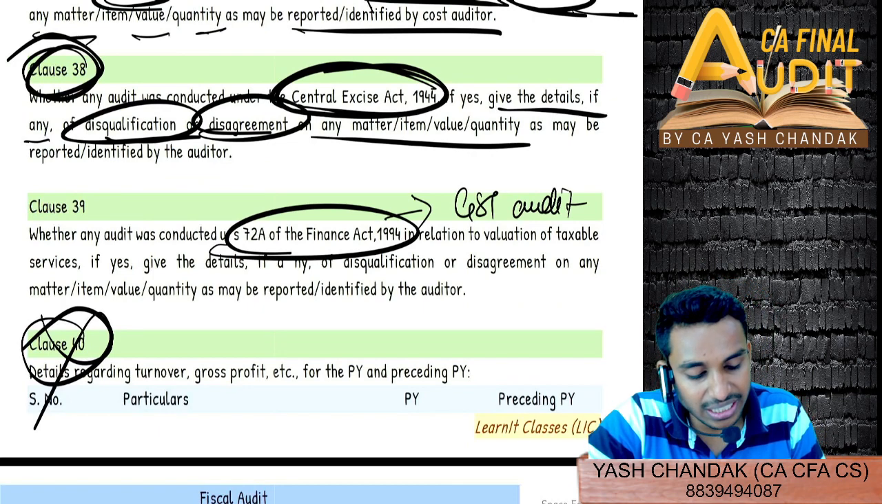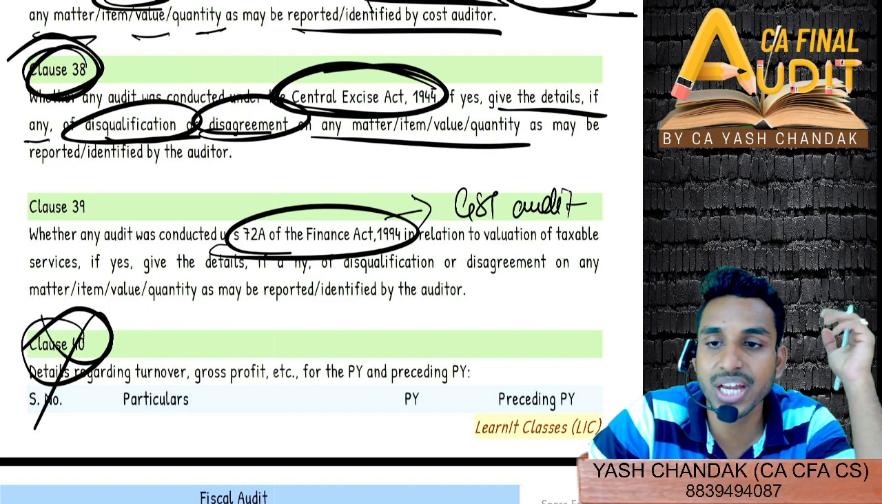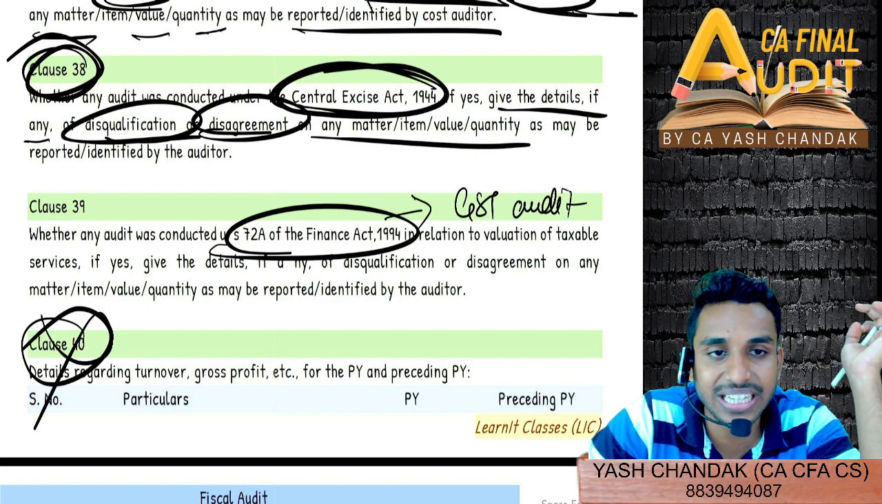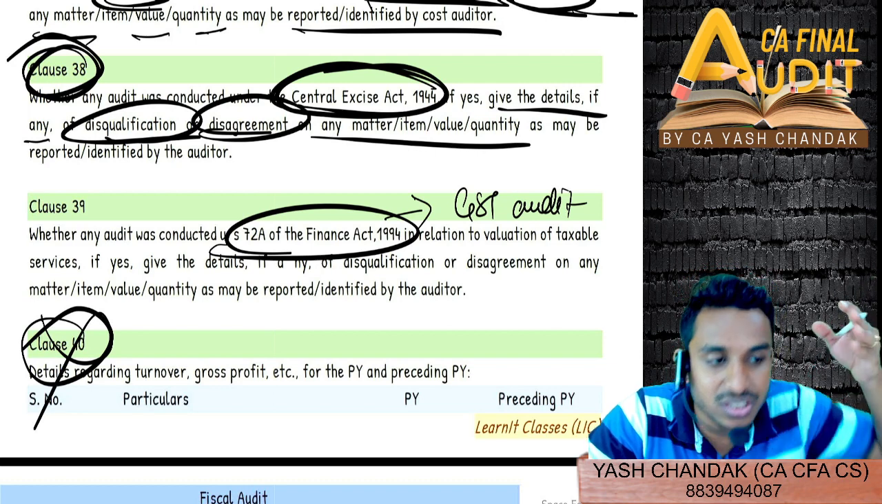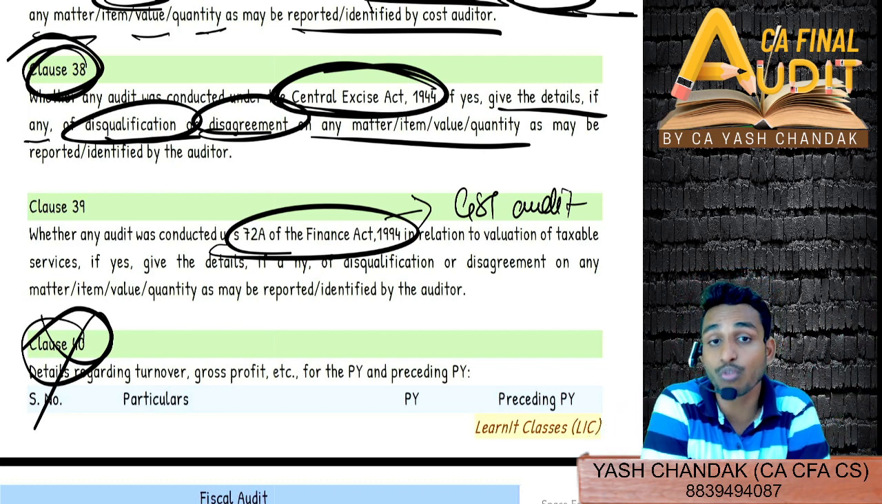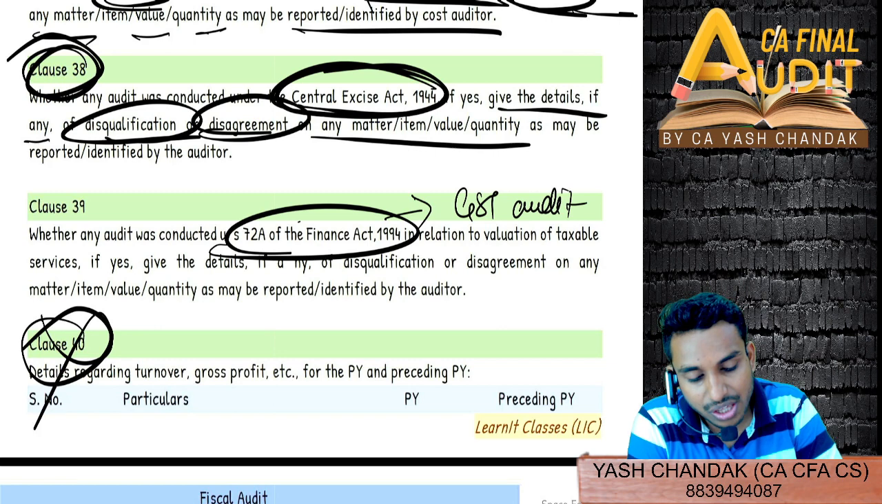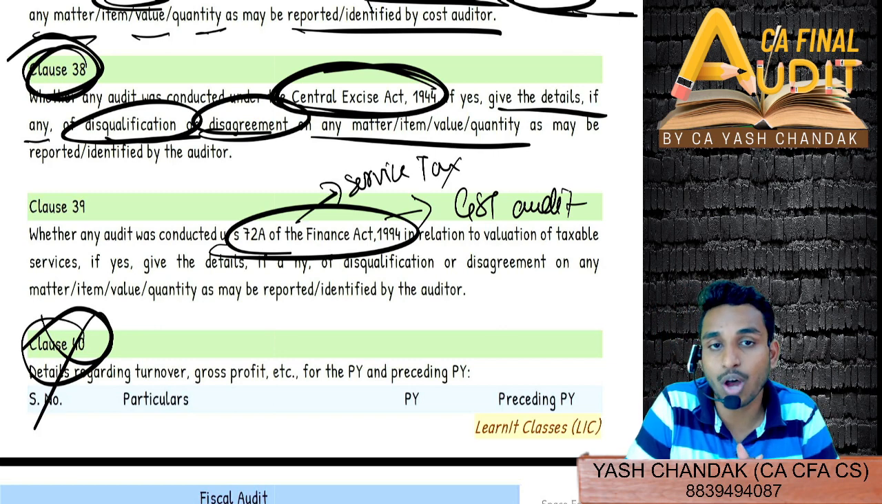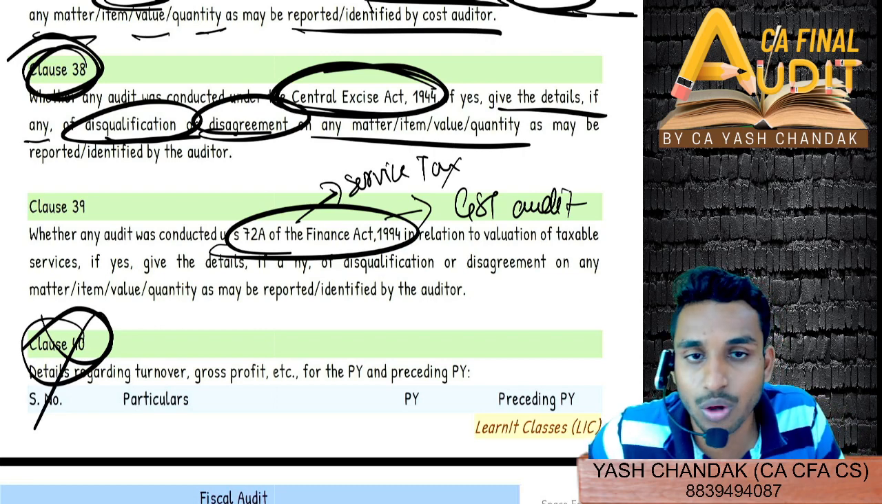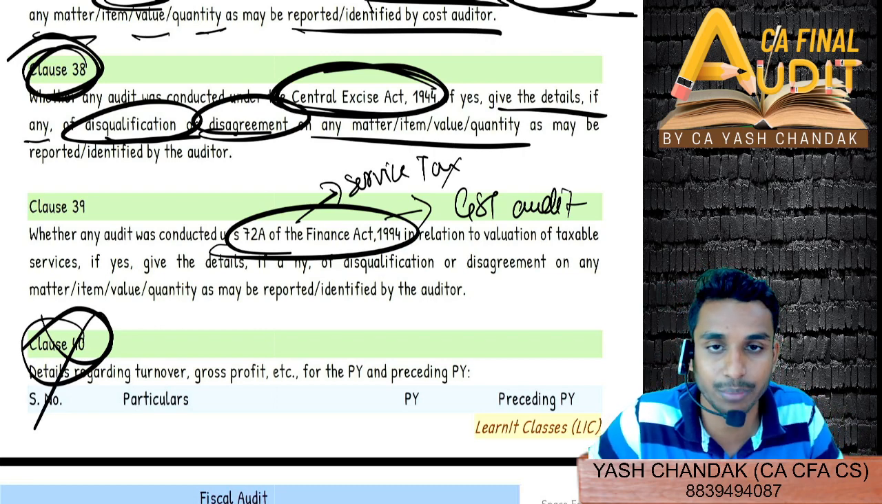Similarly, lastly, section 72A of the Finance Act 1994. You might be knowing the Service Act, we used to say what? Finance Act 1994, and not Service Act, there was no Service Act. It was the Finance Act 1994 in which service tax was imposed. So this is service tax audit. Till now, there are service tax audits which are going on by the department.